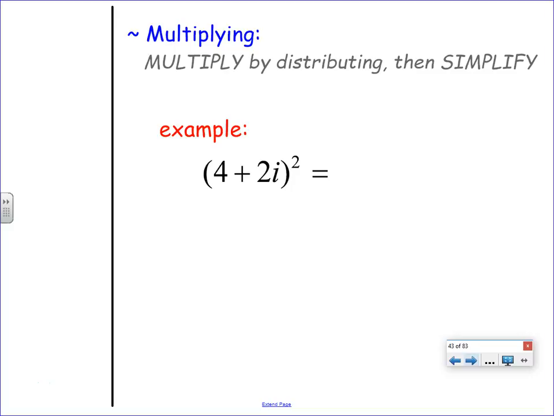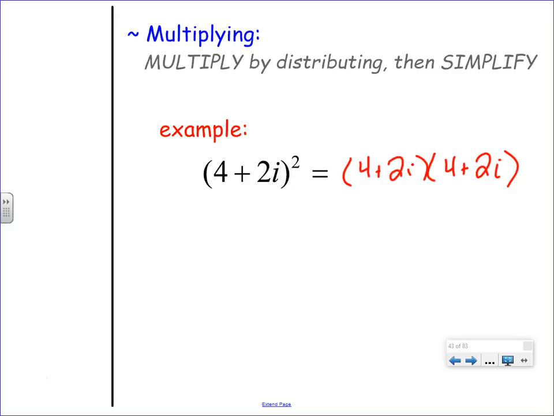FOIL! See it? Help yourself out. And then go. How many of you guys have learned how to distribute or multiply binomials with the acronym FOIL?